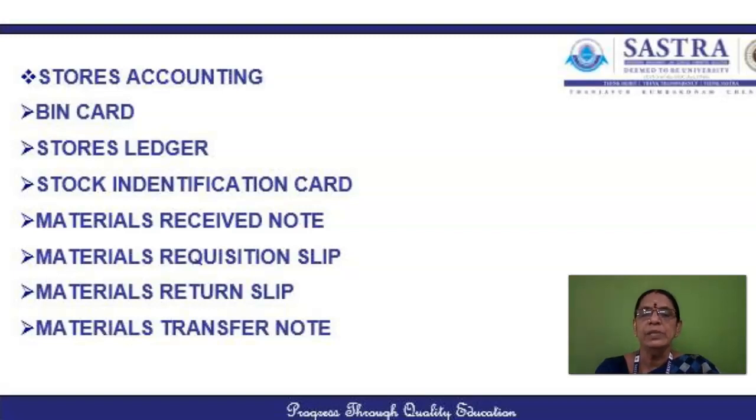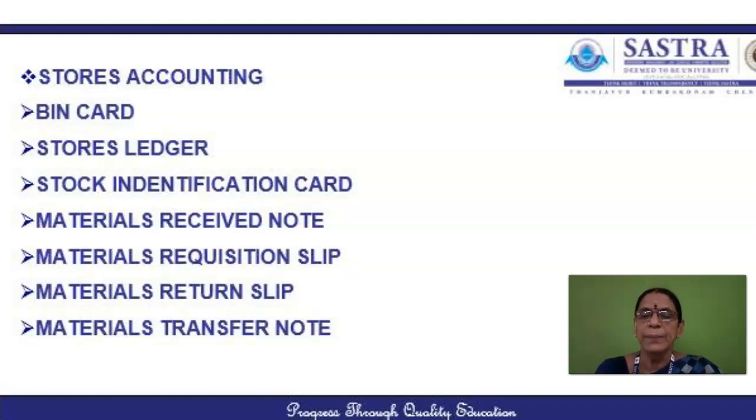Then the bin card cannot supply the inventory value for the preparation of the final accounts, but the stores ledger can give the accurate inventory value for the preparation of the final accounts, that is the closing stock and the opening stock of the stores. So these are all the major differences between the bin card and a stores ledger.